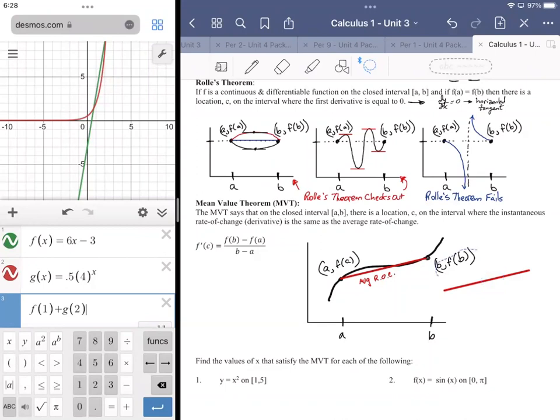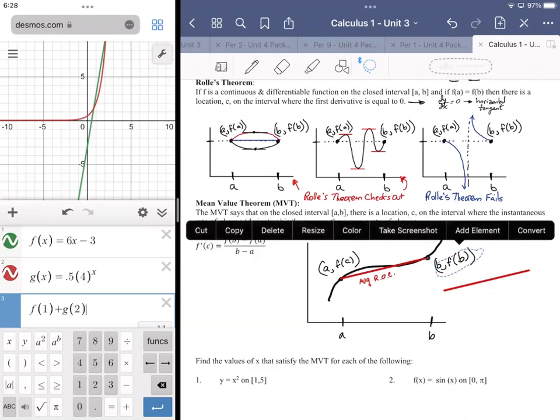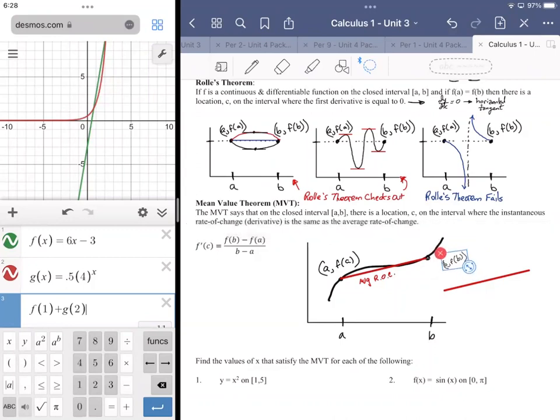All right, I'm going to shrink these down because I need a little wiggle room here. All right, so, oop, that moved on me.